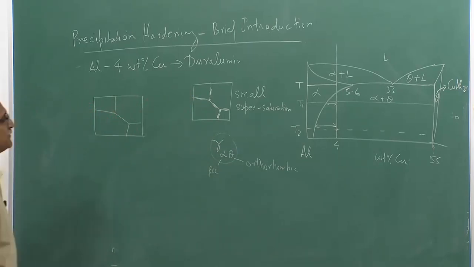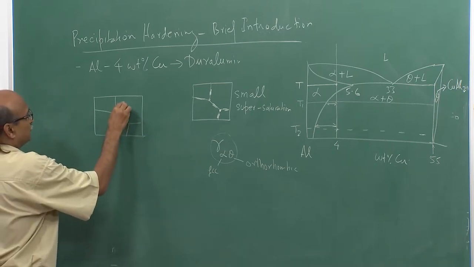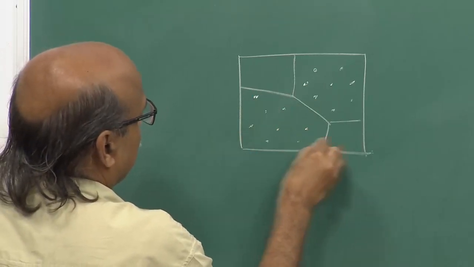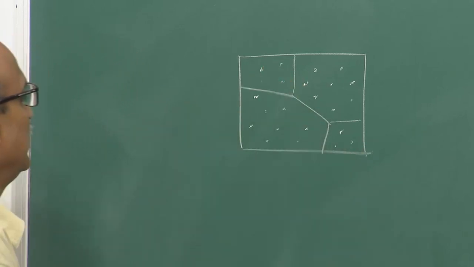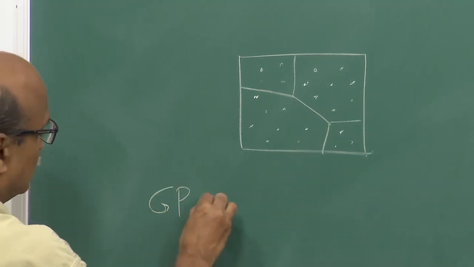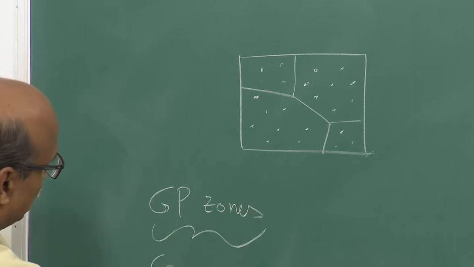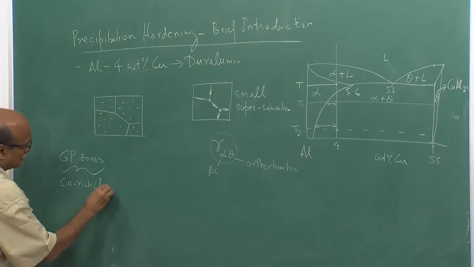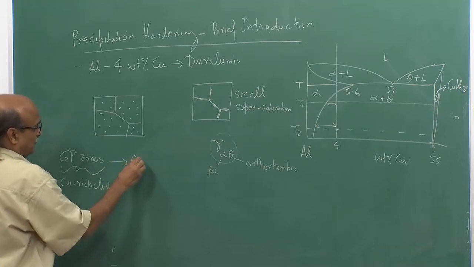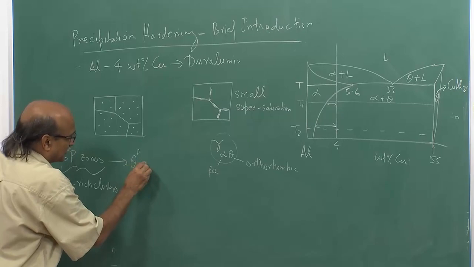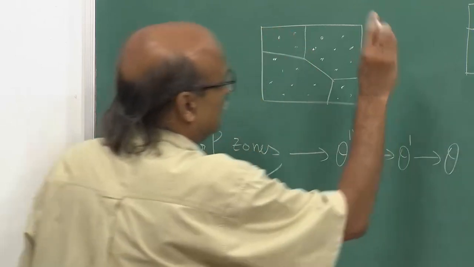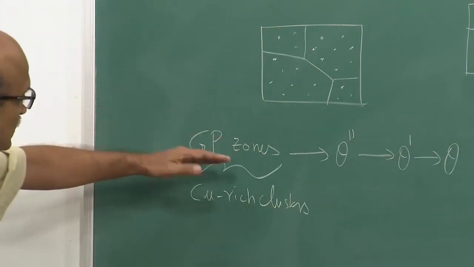So, what happens in this material? First, copper-rich clusters form, and the sequence of precipitation of theta is as follows. These copper-rich clusters are what are called GP zones. Eventually, they transform to another metastable phase, theta double prime, and this theta double prime decomposes to theta prime, and eventually it forms the equilibrium theta phase. So, theta forms in these steps.